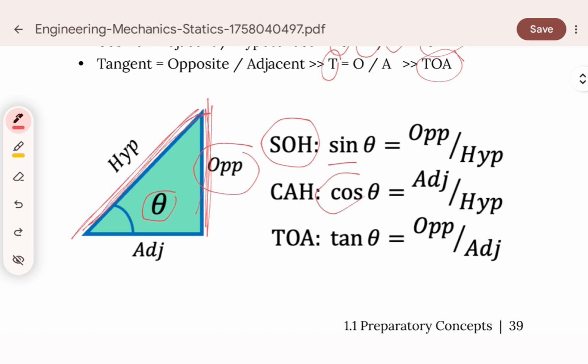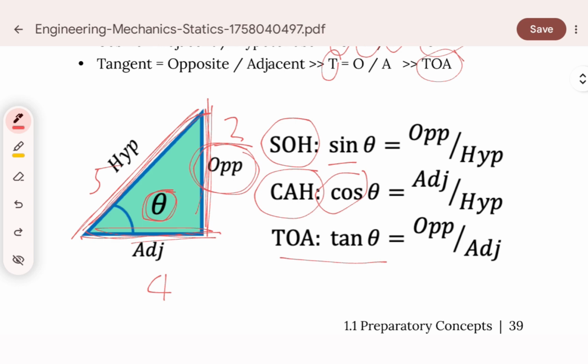What about the cosine of theta? Cosine of theta is CAH. That means if this is the angle, the adjacent side is this. That's the closest to the angle, and the hypotenuse. So, just as an example, if the adjacent is 4 and this is 3 and this is 5, then the cosine is 4 over 5 and the sine is 3 over 5. And the tangent is TOA or opposite over adjacent. So opposite over adjacent side. So it's 3 over 4.